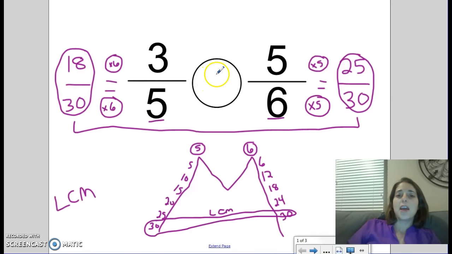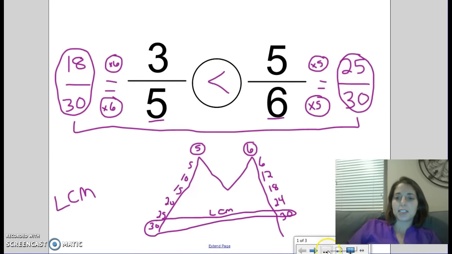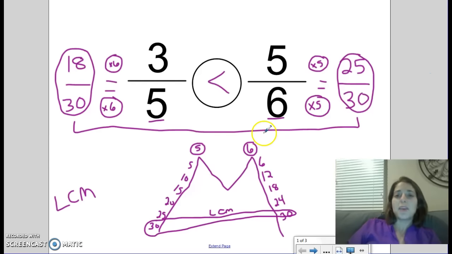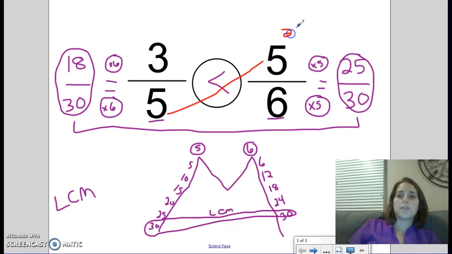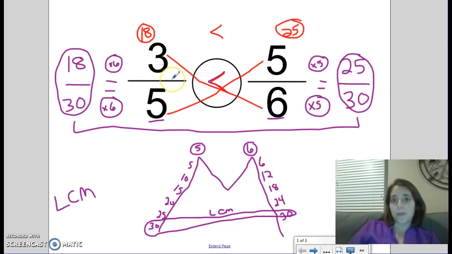So I'm going to go ahead and put the greater than sign toward 5/6. And just a quick check to make sure that I'm correct. I can use the original fractions to do bottoms up. 5 times 5 is 25. 6 times 3 is only 18. And since 25 is greater than 18, I know that 5/6 is greater than 3/5.